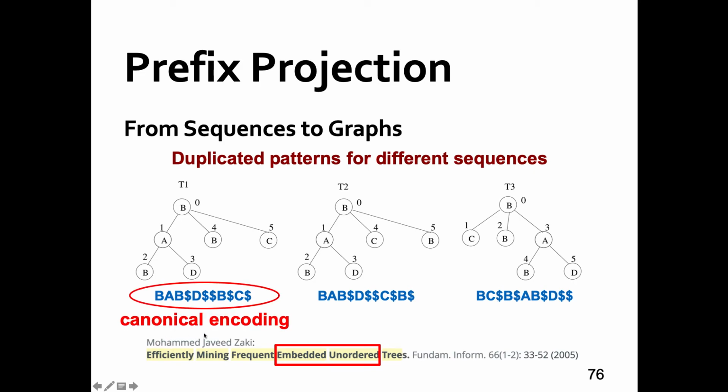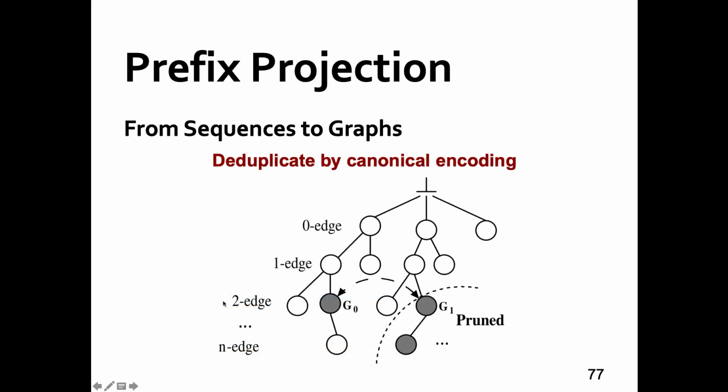Therefore, a canonical encoding is uniquely defined for each pattern as the smallest sequence encoding among that pattern's all possible encodings. During the actual mining, we only consider and grow a pattern if its encoding is canonical. As the pattern search tree shows, G0's encoding is canonical, but G1's is not. G1 and G0 are actually the same subgraph pattern, and therefore we prune G1 to avoid duplicated pattern checking.